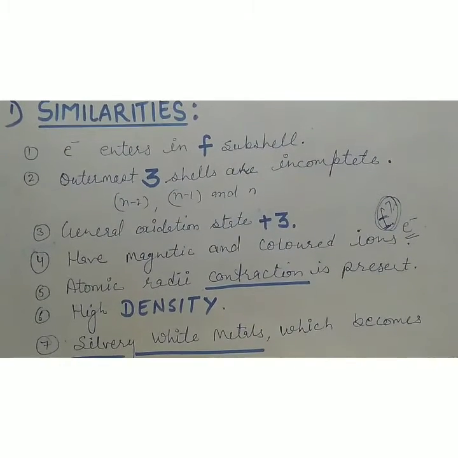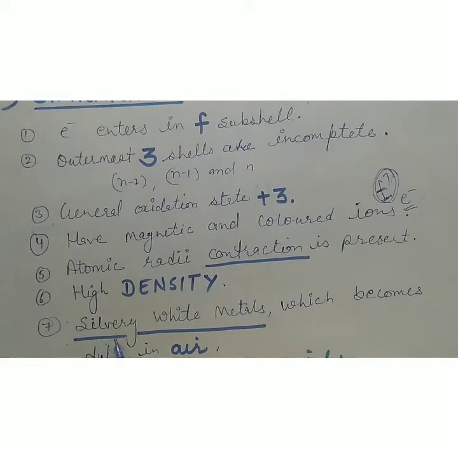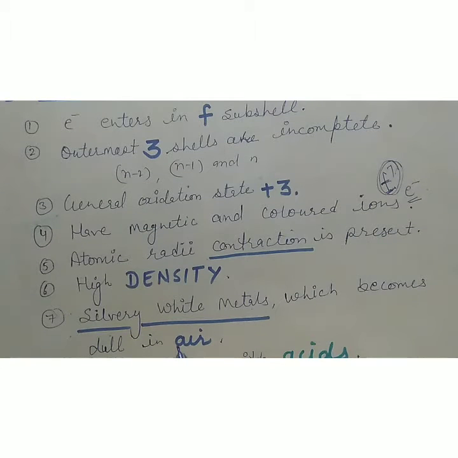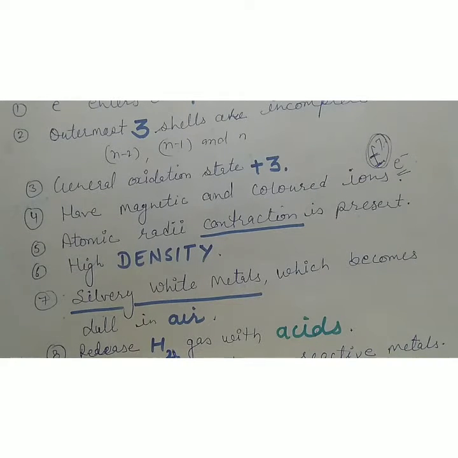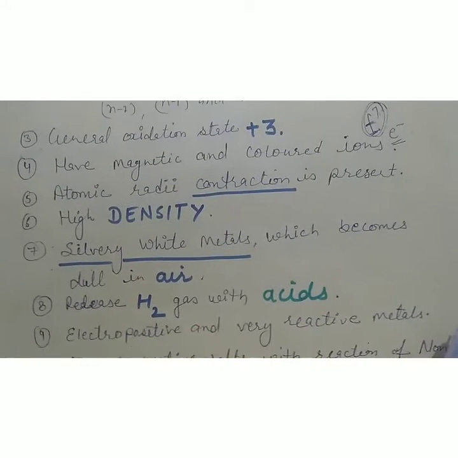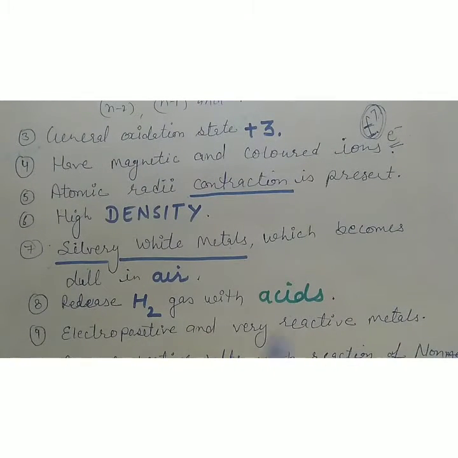Both have high densities. Both are silvery white metals and become dull in air due to the formation of oxides. They release H2 gas with acids. Both lanthanides and actinides, when they react with acids like HCl, HNO3 or H2SO4, form their corresponding salts and release H2 gas. Both are electropositive, trivalent and very reactive metals.